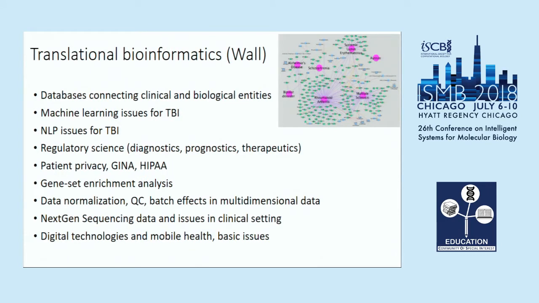Translational bioinformatics, which I would define as linking the biological entities to the clinical entities, has this outline, and again, I won't read through it, but it's databases connecting clinical and biological entities, specific issues related to machine learning and NLP, regulatory science issues, patient privacy and informatics issues, and then some technical stuff that we think is very important, and then an introduction, at least, to digital technologies and mobile health. You can already see how this will have to evolve over time.